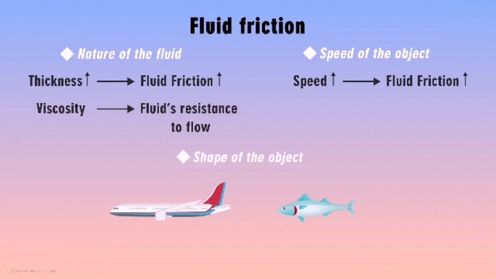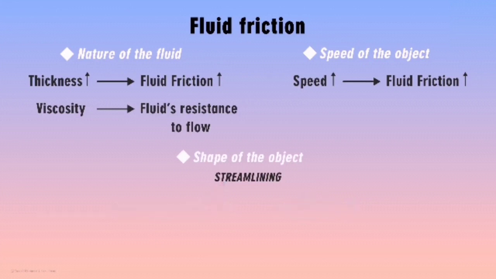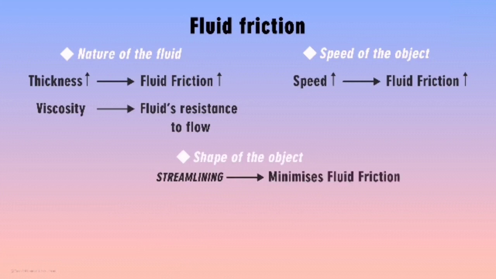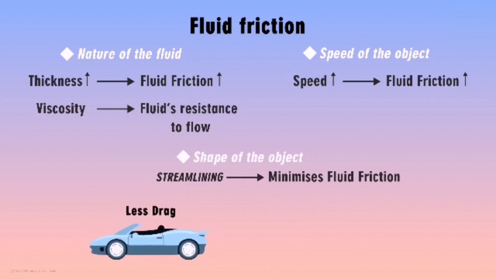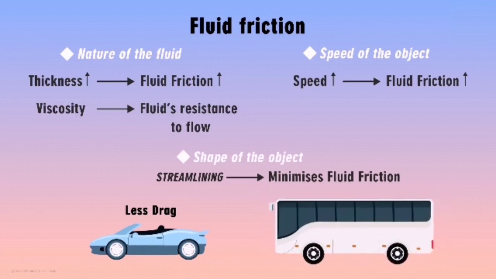This process of giving an object a particular shape to decrease the fluid friction is known as streamlining. Streamlining the object can greatly reduce the resistance offered by the fluid. A car faces lesser friction from air as it has a streamlined shape. A bus, on the other hand, will face more air friction as it doesn't have a streamlined shape.